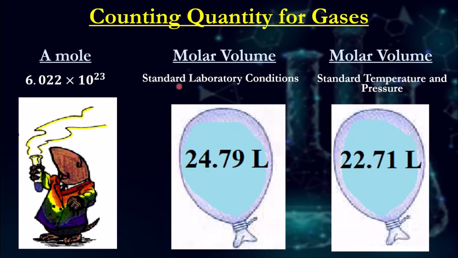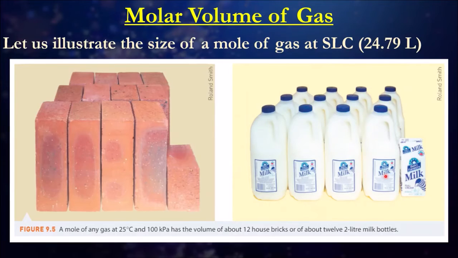One is the standard laboratory conditions. When you're working in a lab, that's 24.79 liters. That's how much space 1 mole of gas would occupy in lab conditions. Standard temperature and pressure is 22.71 liters. And I'll go into a bit more detail on what that looks like.